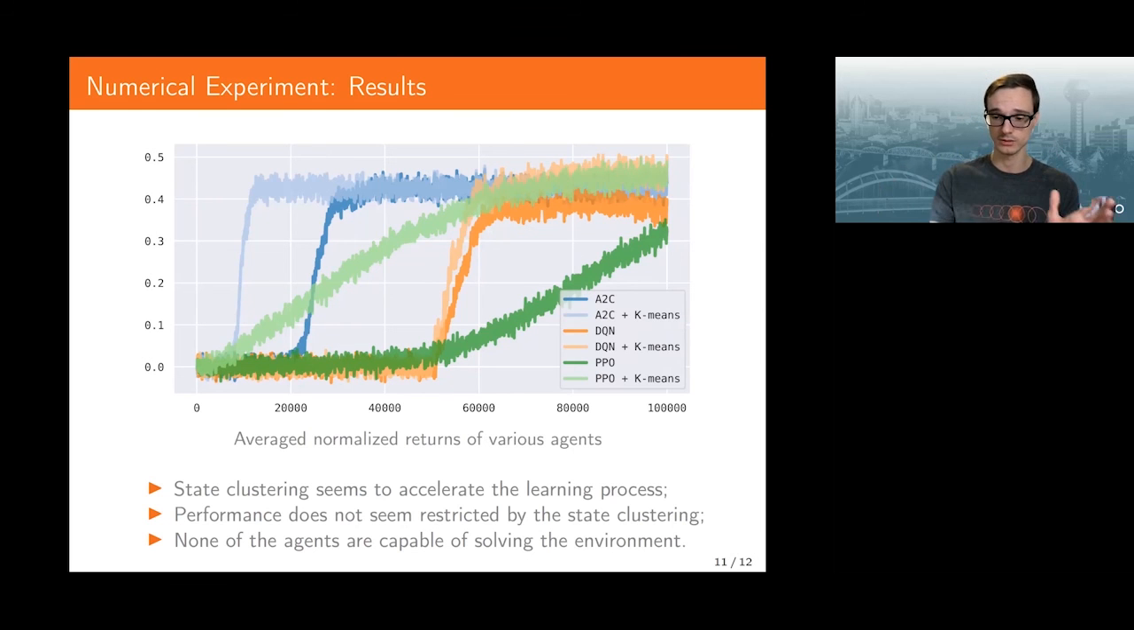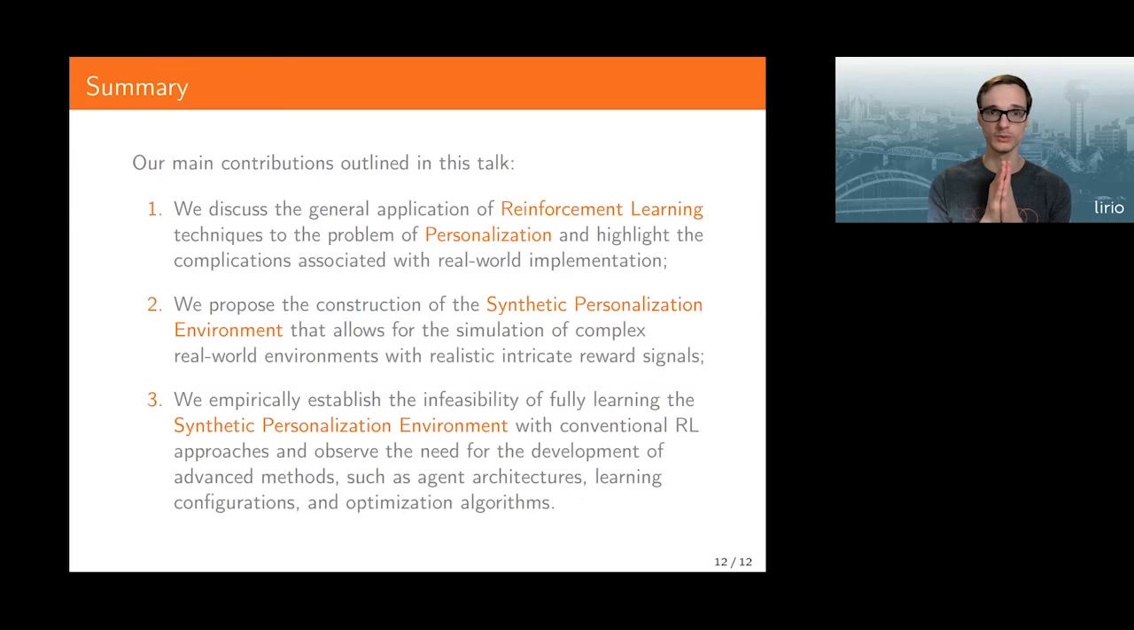So to briefly summarize what we've talked about here. First of all, we briefly talk about reinforcement learning in personalization and outline some very prominent sources of complexity for real life reinforcement learning. Then we proposed the synthetic personalization environment and how to create them and how to test your algorithm on them. And then finally, we empirically observed that there seems to be a lack of advanced enough reinforcement learning methods that can be used to consistently solve these complicated environments.